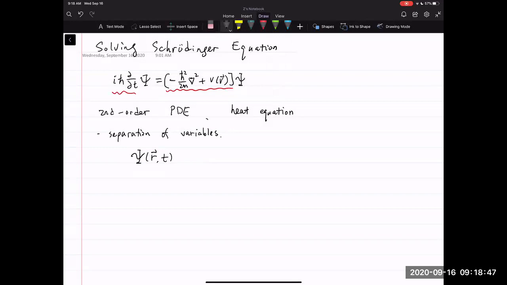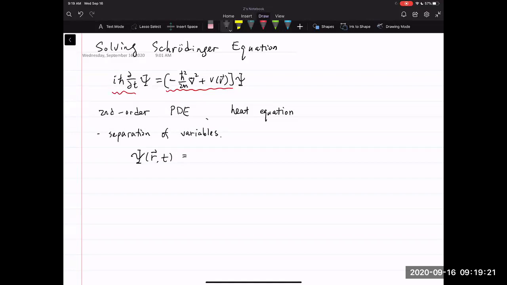So the solution could be maybe sine of r times t. So the space and time can be coupled together. Then there are really no easy ways for us to solve this equation. But before going there, what we can do is try to find a special type of equation, where the spatial dependent part and the time dependent part can be separated out as products.